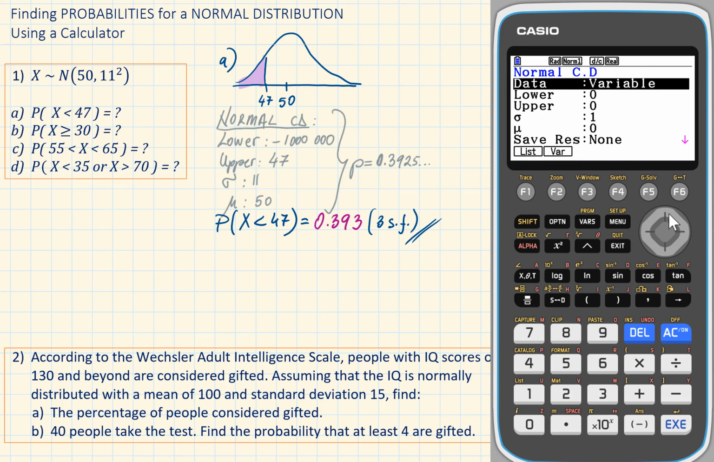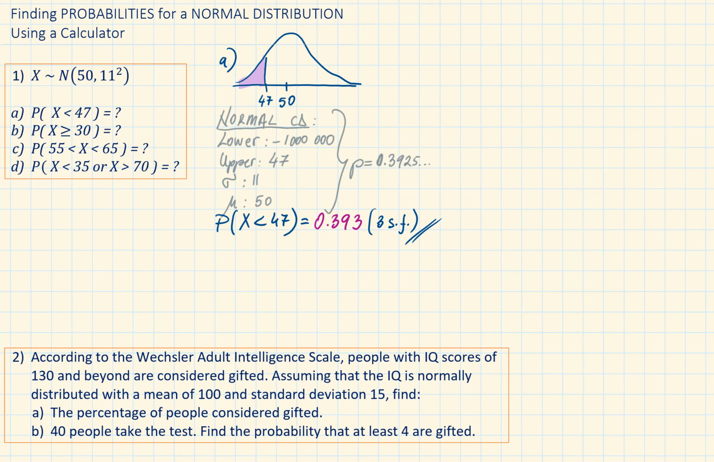For the data, make sure you select variable. On the bottom line, you see two options, list and variable. F2 is what you select for variable. Then go to the next one. For the lower, we need minus infinity, but we can't type that in, so we're going to select a very large negative number. I'm going to choose minus 1 million. For the upper, we need 47, and for the standard deviation, 11, and for the mean mu, 50. Then press equal, and the lowercase p gives us the probability, 0.393 to 3 significant figures.